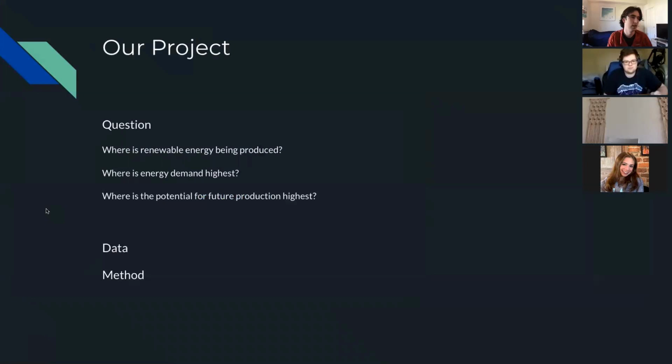For our data, we took it mostly from two sources. First, the EIA, which is the US Energy Information Administration. That's where we got all of our consumption data. And then the other site was the National Renewable Energy Laboratory, which is where we got all of our wind energy and solar energy production potential. It was both vector and raster data. Using that data, we were able to produce kernel density maps to show current production as well as demand.